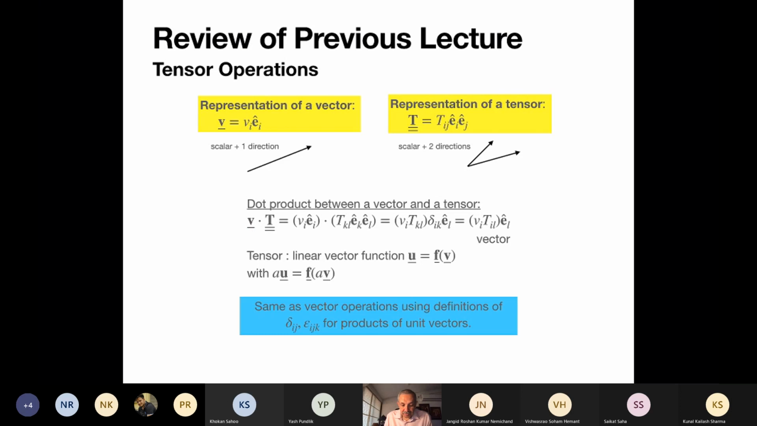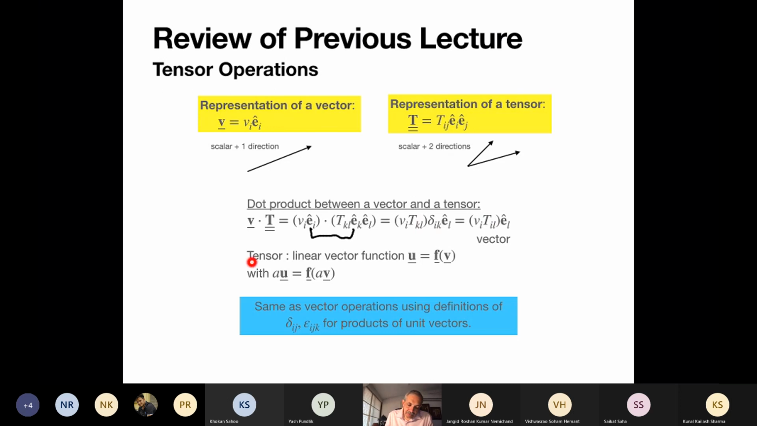So if you take a dot product between a vector and a tensor, then you can write it in component form. There's Vi Ei dotted with Tkl Ek El. Again, the dot is always between the two closest unit vectors. So when we take that dot product, we get delta ik. This is what it is. And then, since delta ik is 0 unless k is equal to i, you simply put k equal to i over here. So then this will give you a vector.